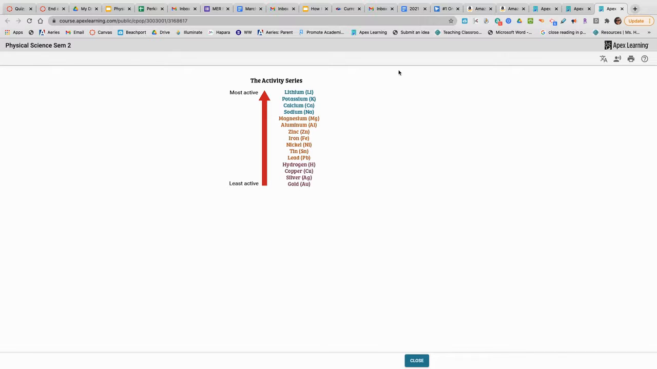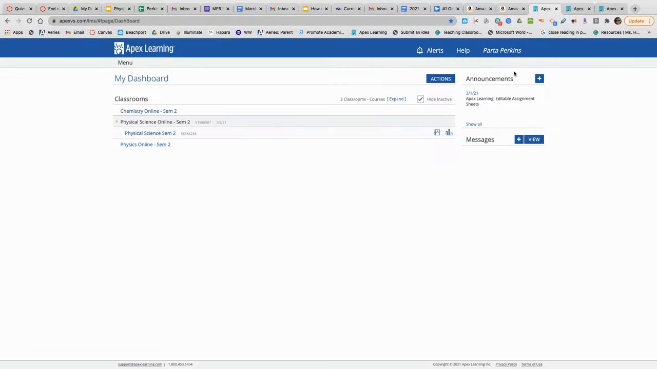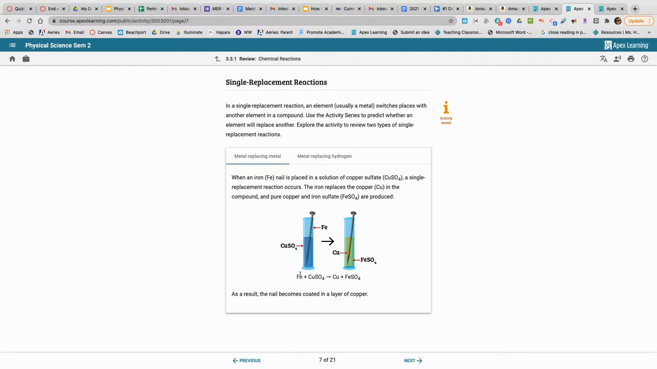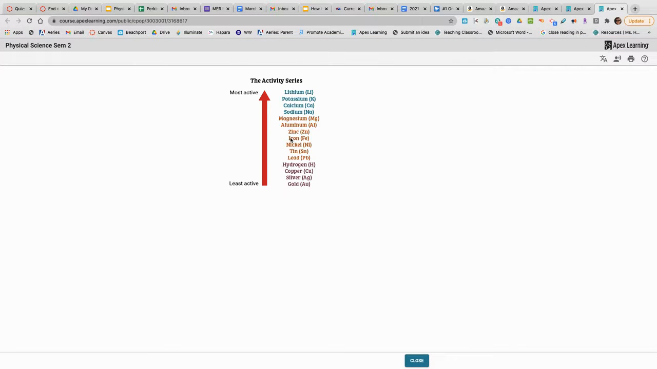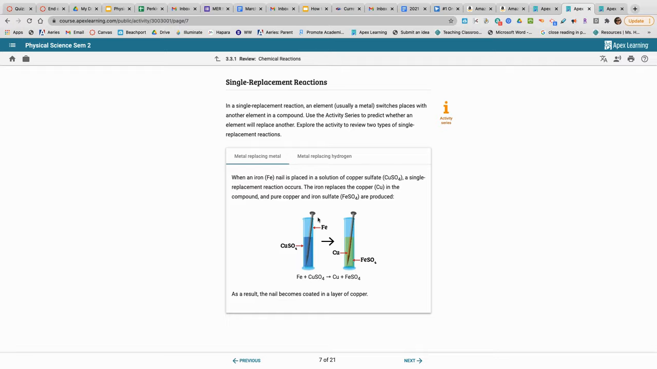So for example, in the example that we were just looking at, iron is by itself. So we want to see if iron is more active than copper. Can it take copper's place? So if we look, iron is more active than copper, so it will take copper's place. The reverse is not true. Copper is not more active than iron. So the reverse of this reaction will not happen. The reaction will never go this way.